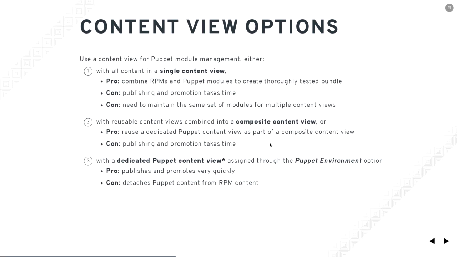That last part we can fairly simply circumvent by making something we call a composite content view, which is not a content view that is based on RPMs and Puppet modules, but a content view that is based on content views. Very good. The good part is we now have one dedicated Puppet content view that we can reuse in other composite content views we create. But the downside is that we haven't fixed the problem around publication and promotion yet, because that is still going to take a little time.